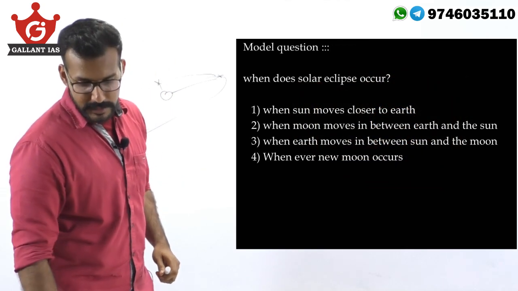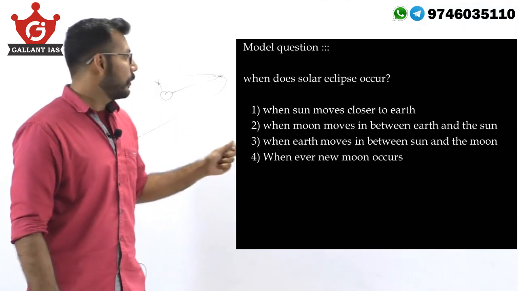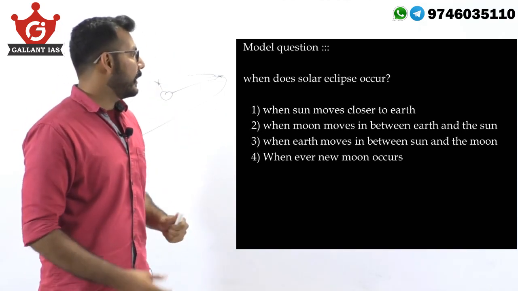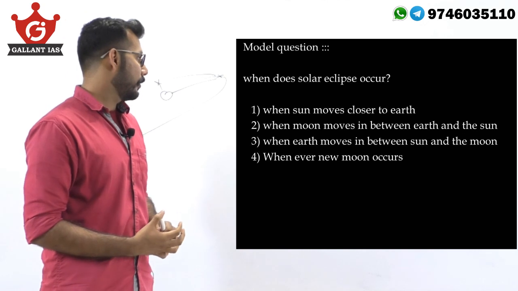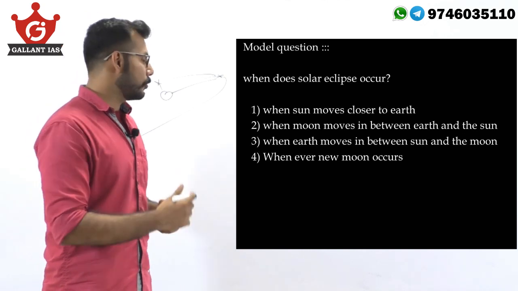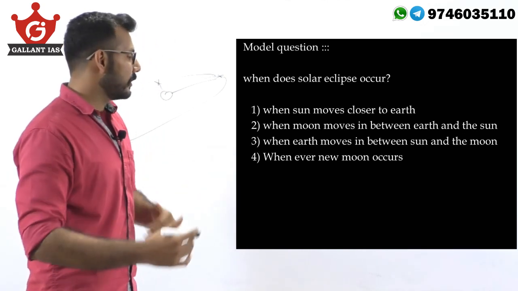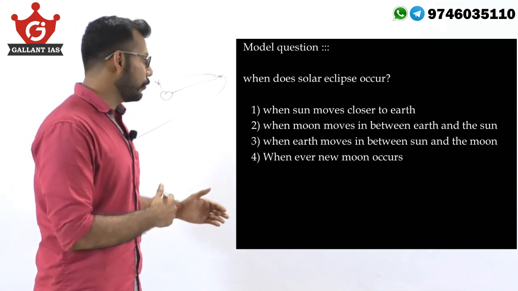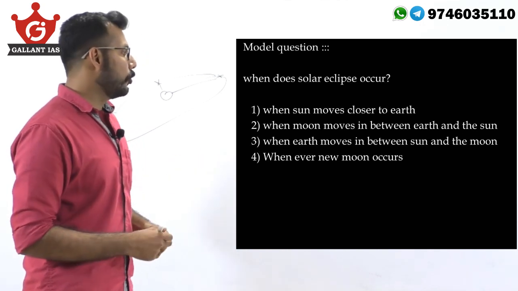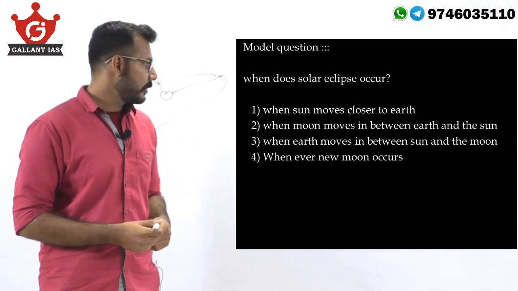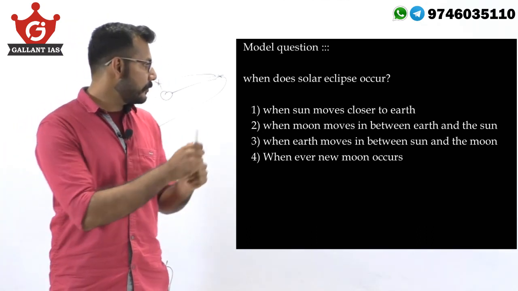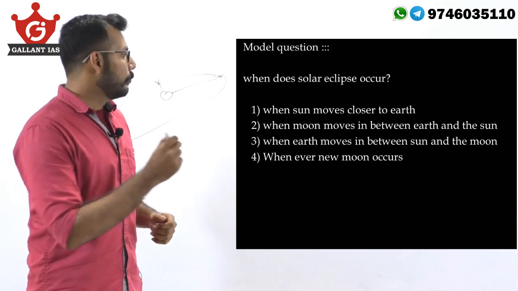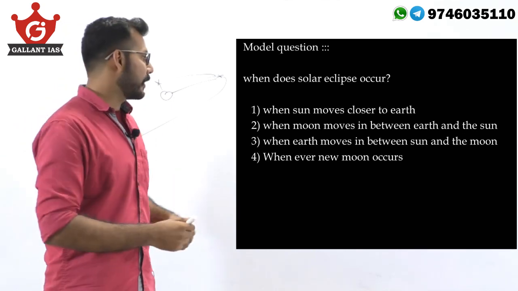Let us try to answer a question based on what we have learned. When does a solar eclipse occur? When the sun moves closer to earth, when the moon moves in between earth and the sun, when earth moves in between sun and the moon, or whenever a new moon occurs. We have learned, and the answer to this question is when the moon moves in between earth and the sun, the second option.